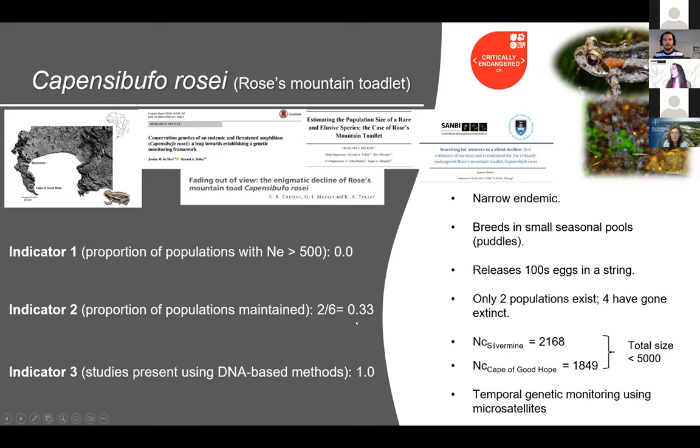And of the two remaining populations, one has just above 2,000, the other is just below 2,000. And so neither meets the threshold using a 0.1 ratio. So for indicator one, the value is zero. But there have been temporal genetic monitoring studies on the species. And so for indicator three, we have a value of one.